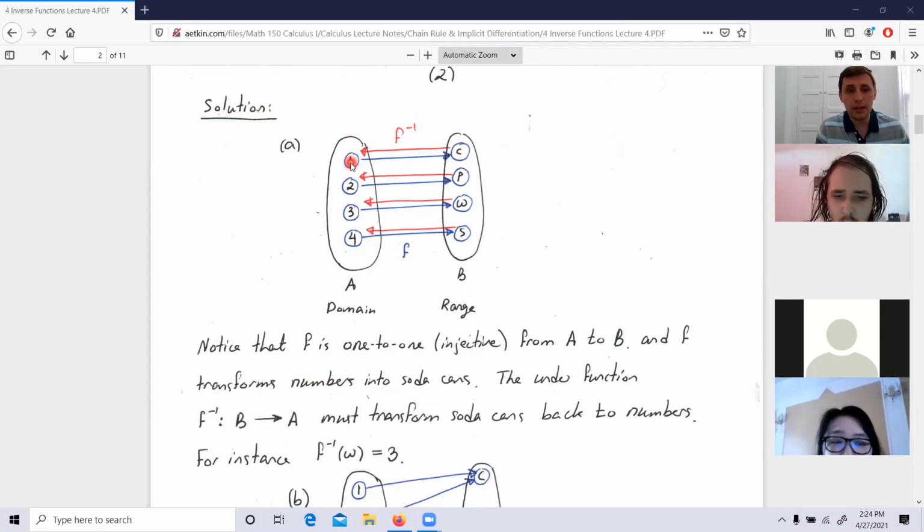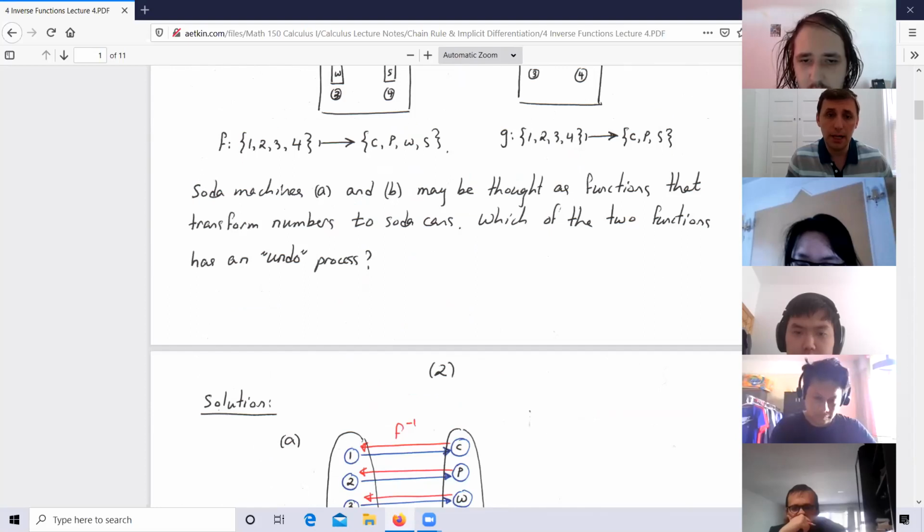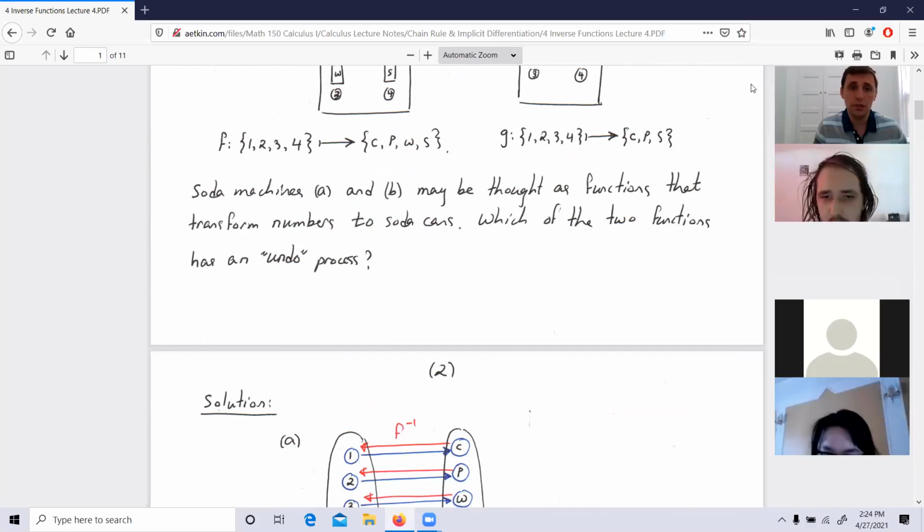Notice that if I apply f and then f inverse, I am back at the same location. Similarly, if I begin with Coca-Cola and first apply f inverse and then apply f, I get what I started with. So that's an example of operations that can be cancelled, can be undone, can be inverted.